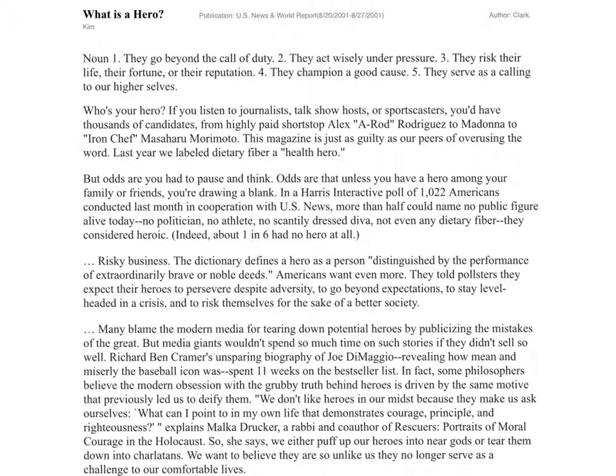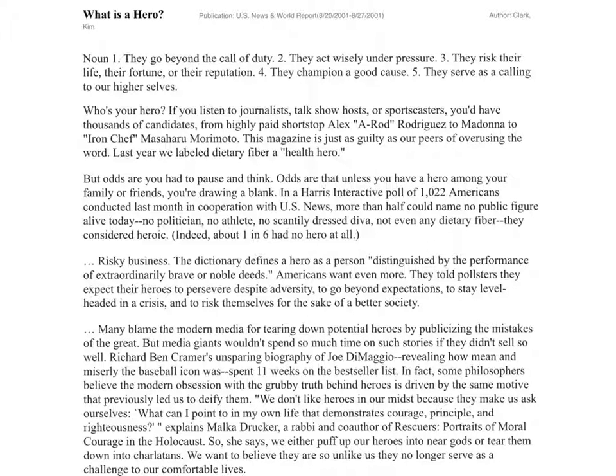So for an article like this, I would typically read paragraph by paragraph, then going back and talking to the text. So, what is a hero? Noun. 1. They go beyond the call of duty. 2. They act wisely under pressure. 3. They risk their life, their fortune, or their reputation. 4. They champion a good cause. 5. They serve as a calling to our higher selves.